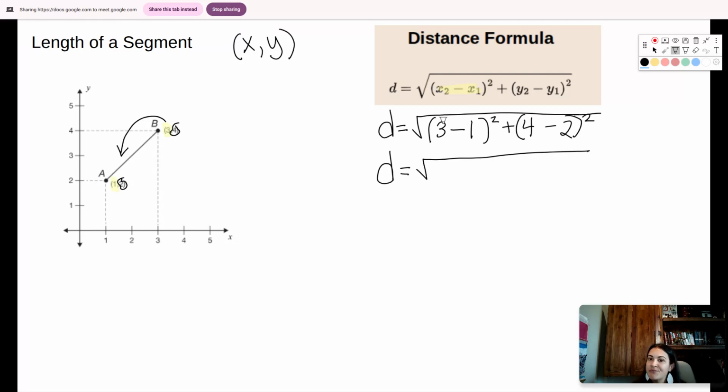Okay, so now we're going to perform all the operations underneath. We're going to do parentheses first. 3 minus 1 is 2. 2 squared. That means 2 times itself. So 2 squared is 4. We'll bring down the plus. Now we'll do this. 4 minus 2 is 2. 2 squared is also 4. Okay, keep bringing down your square root. 4 plus 4 is 8.